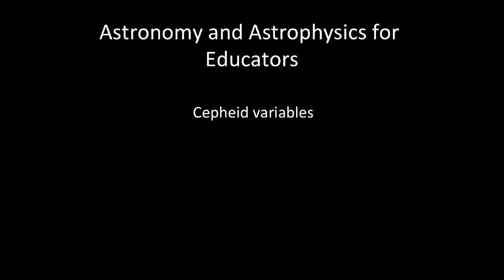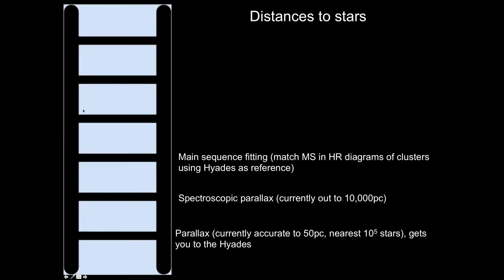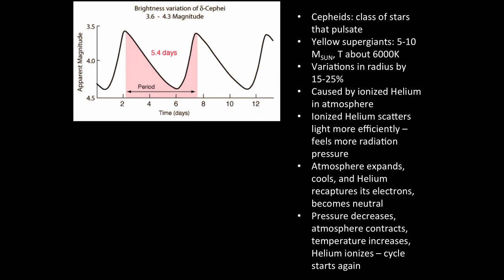In this lecture, we're going to talk about Cepheid variables. These are stars that allow us to add our next rung to the cosmic distance ladder. So what are they? Cepheids are a class of stars that pulsate.